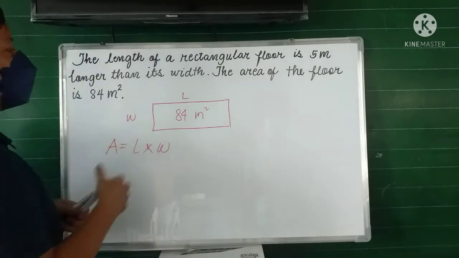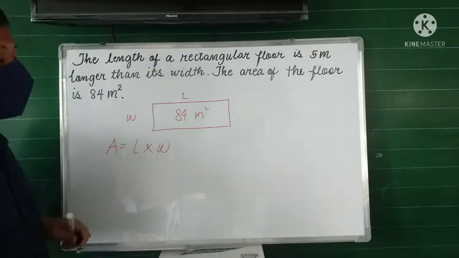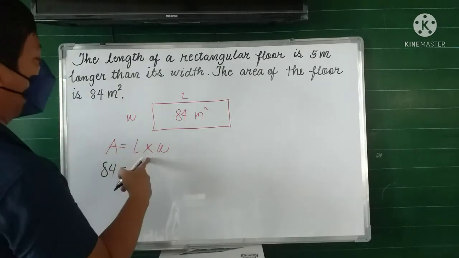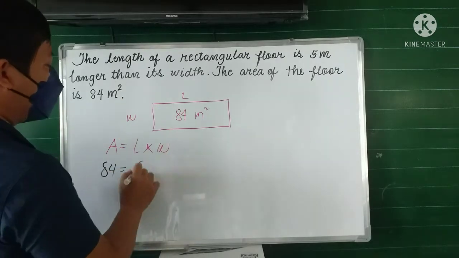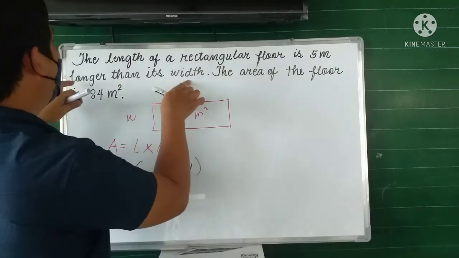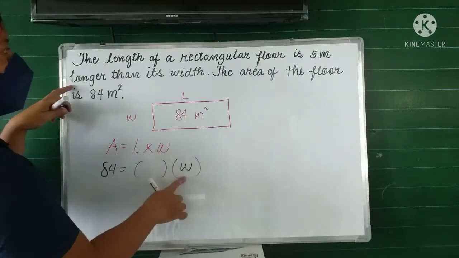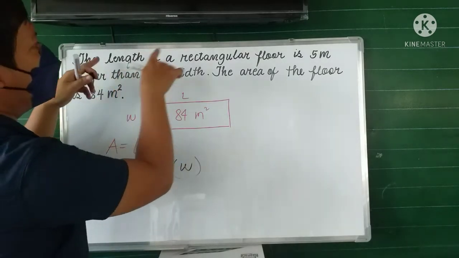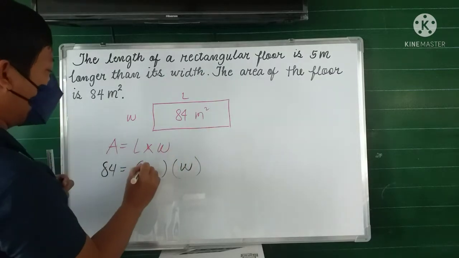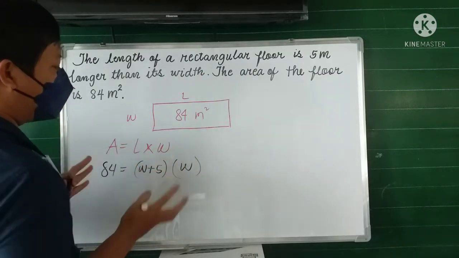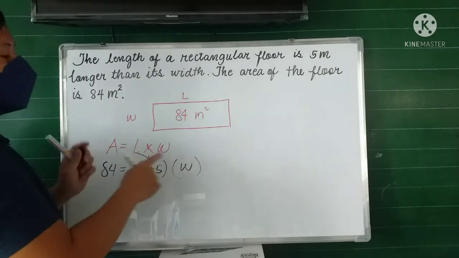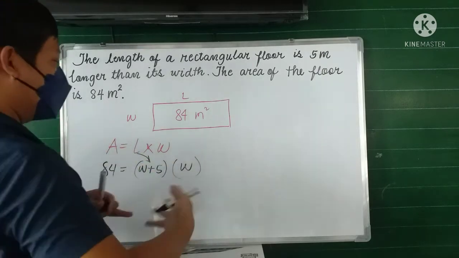Okay, so our area is 84. You don't need to write the square meter. So right here, 84. And our length is times width. So we're going to write a quantity. For the width, write W because the width is the given. And then the length is 5 meters longer than its width. So it will come out in the equation as W plus 5. Why? Because the length is always higher by 5 than the width. So that is the given formula.